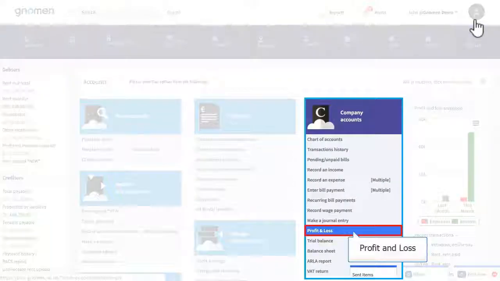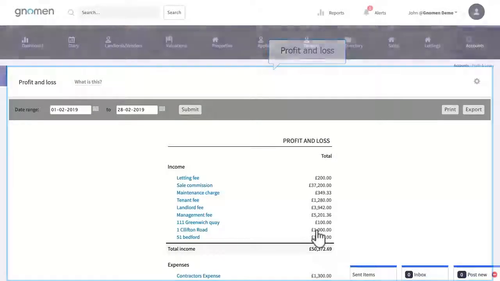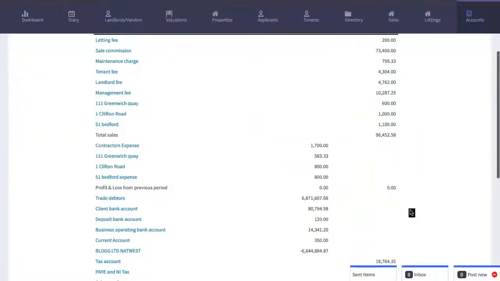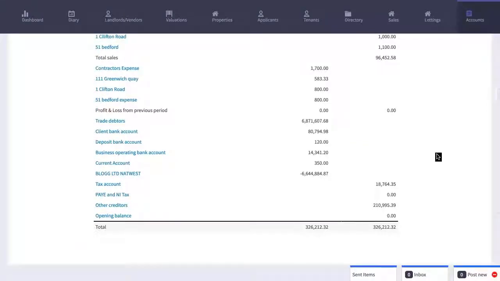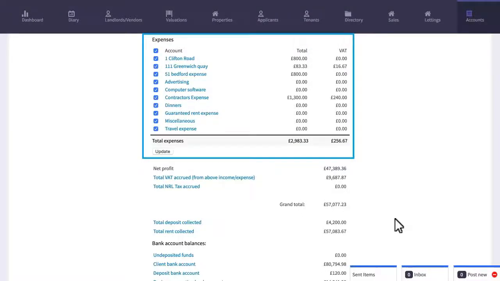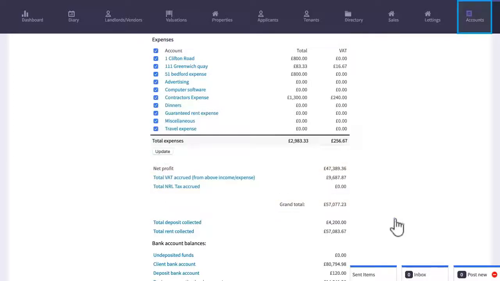Some key reports are profit and loss, the trial balance, and the transfer report. Now the transfer report is designed to give you a snapshot of your agency fees or any VAT or NRL tax that's accrued to transfer from your client bank to your business operating account.